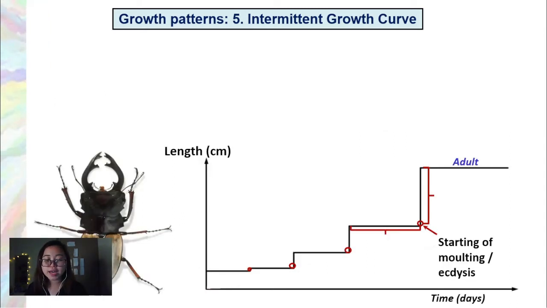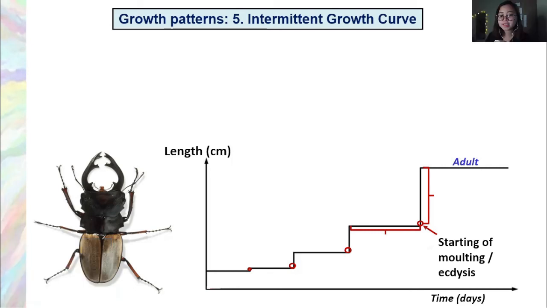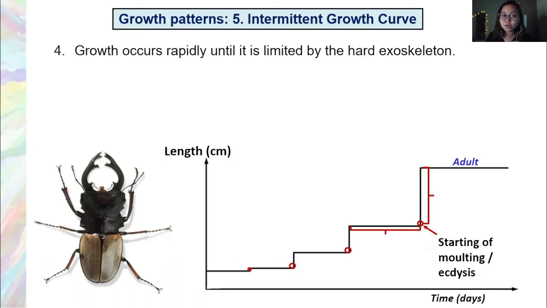So let's look at this curve. Looking at this curve, you see dia macam tangga-tangga. So bila dia rata means you cannot measure the growth, okay? It's staying the same length. Bila dia naik secara mendadak, itu adalah masa di mana dia membesar. Okay, so this growth will occur rapidly until it is limited by the hard exoskeleton.